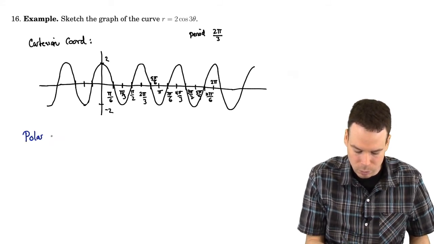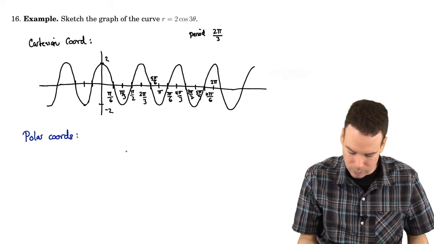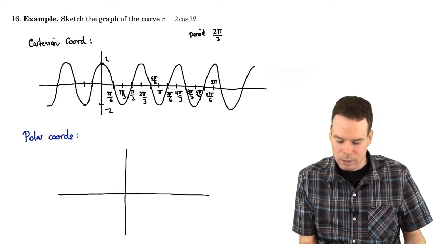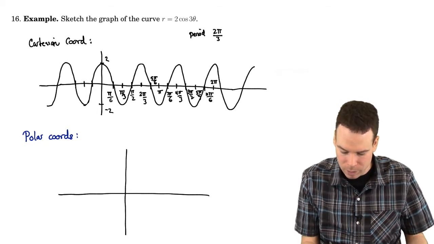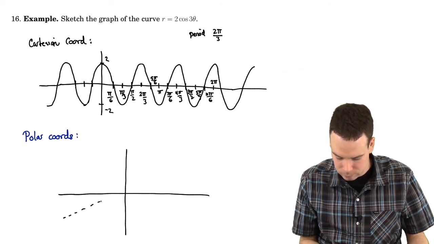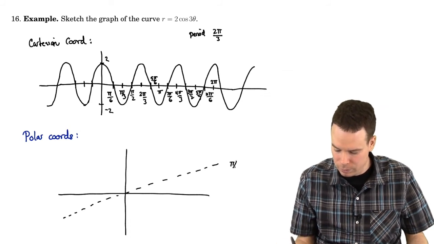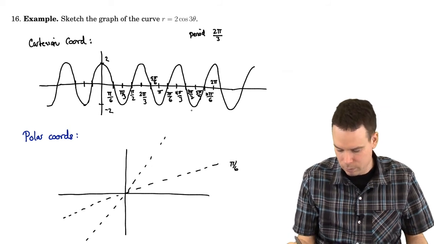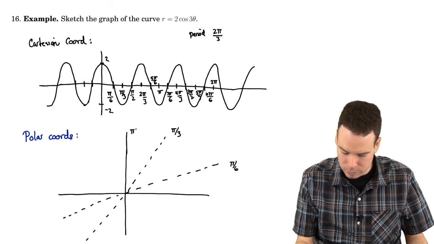So here it is now in polar coordinates. We've got all of these angles here that are places where it seems something interesting is happening. Pi by 6, pi by 3. So I'm going to sketch those in. There's a pi by 6 angle. There's pi by 3. There's our pi by 2.